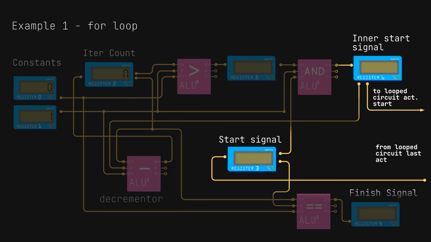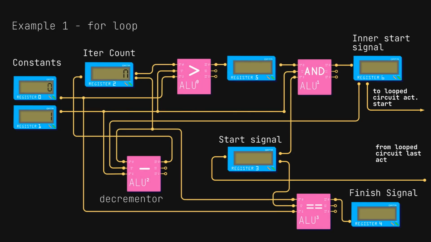Here's how it works. The controller sets reg2 to the amount of iterations we want to run. Then it sets start signal to high for a clock, then to low for another clock, and finally, it goes to sleep, waiting for the finished signal. From here, we repeat this process until the register 2 is 0.